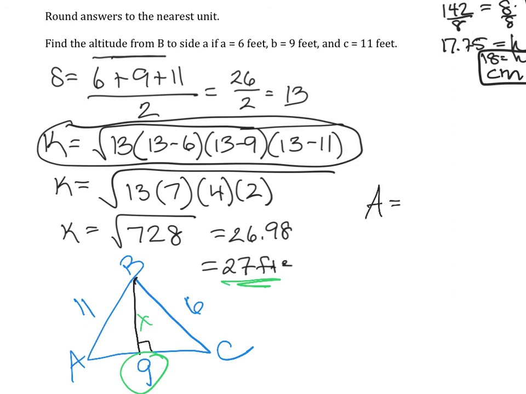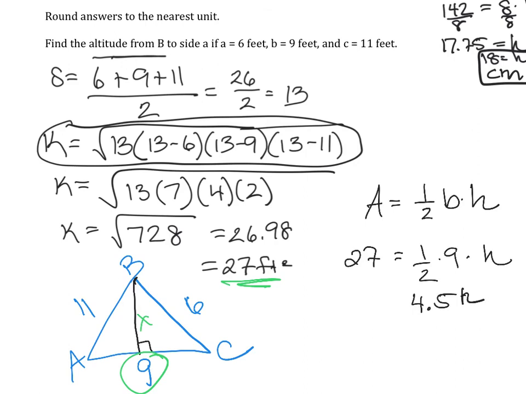You're going to do area equals 1/2 base times height. Your area is 27. Your base is 9. Half of 9 is 4.5. So you have 4.5 h equals 27. So your height, or your altitude, is going to be 27 divided by 4.5, which is a whole number of 6. So your altitude is 6 feet.